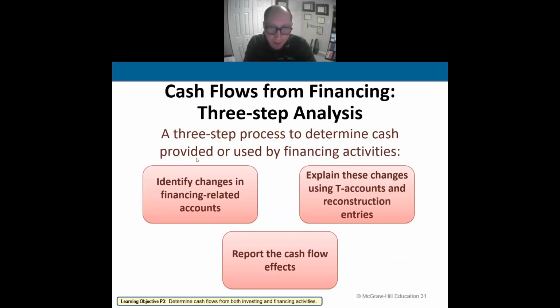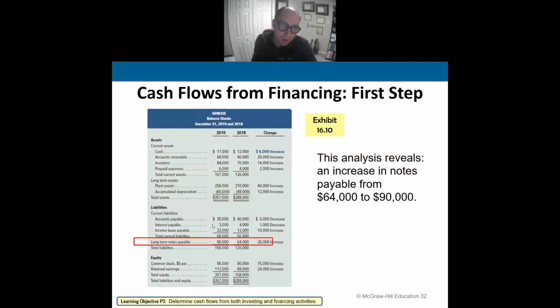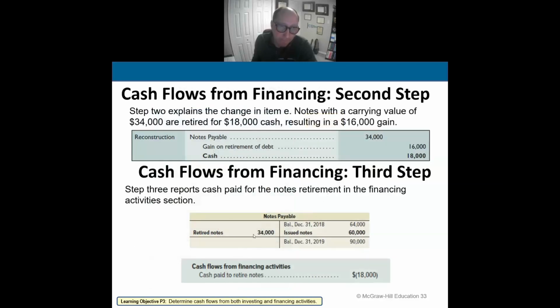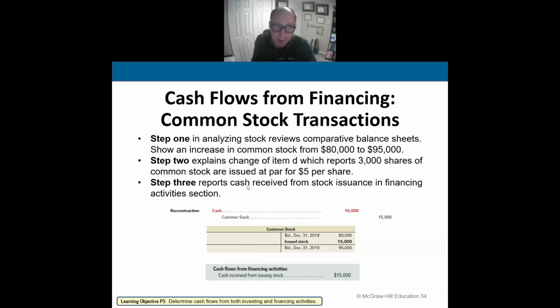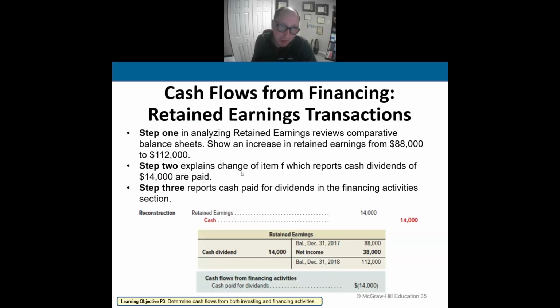For financing, it's the same concept. We're looking at the changes in financing related accounts. You could also do cash coming in minus cash going out of the business for financing activities. This one shows us how it looks on the balance sheet for our financing activity accounts. We're looking at the changes. And then we're looking at the T account. We're looking at the adjustment in the T accounts. It's just a simple three-step process.